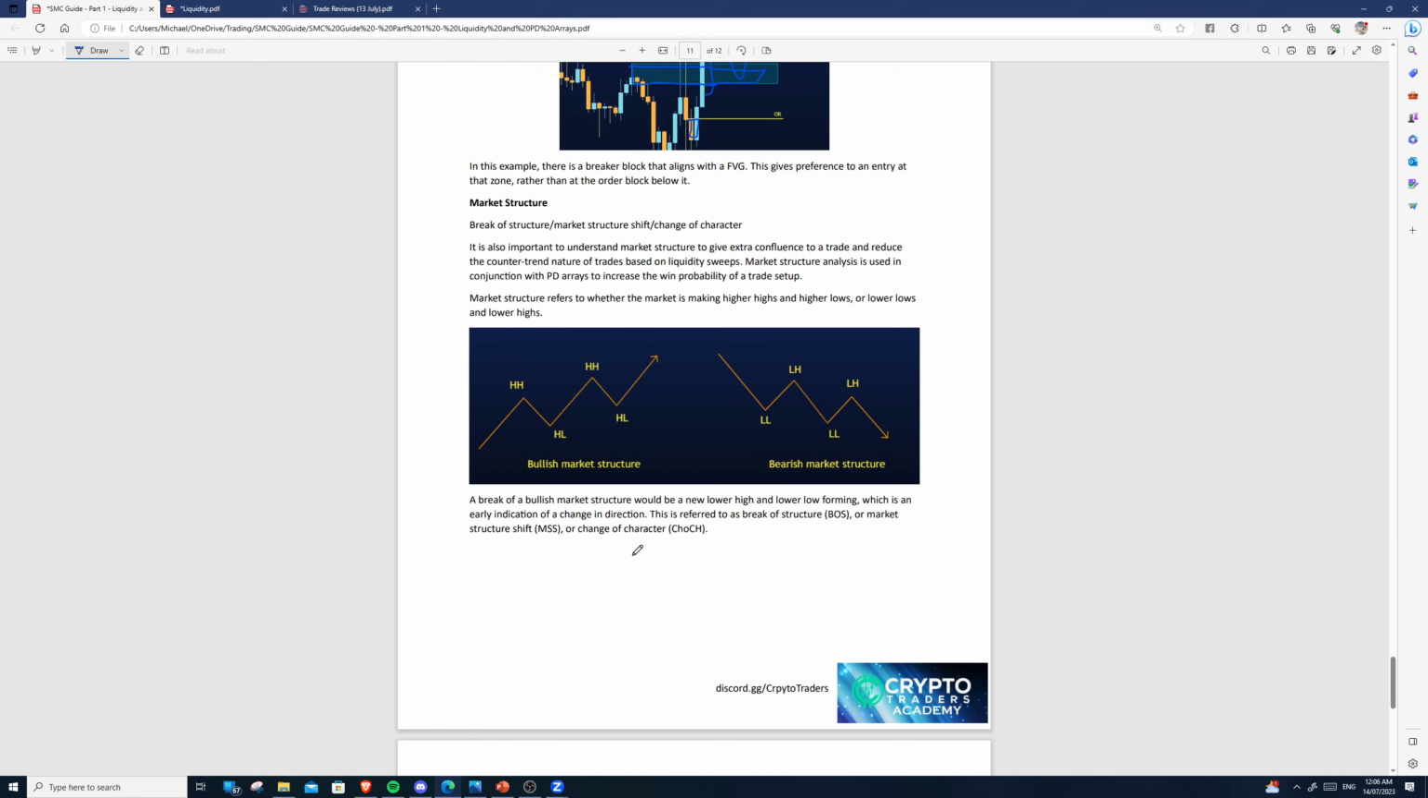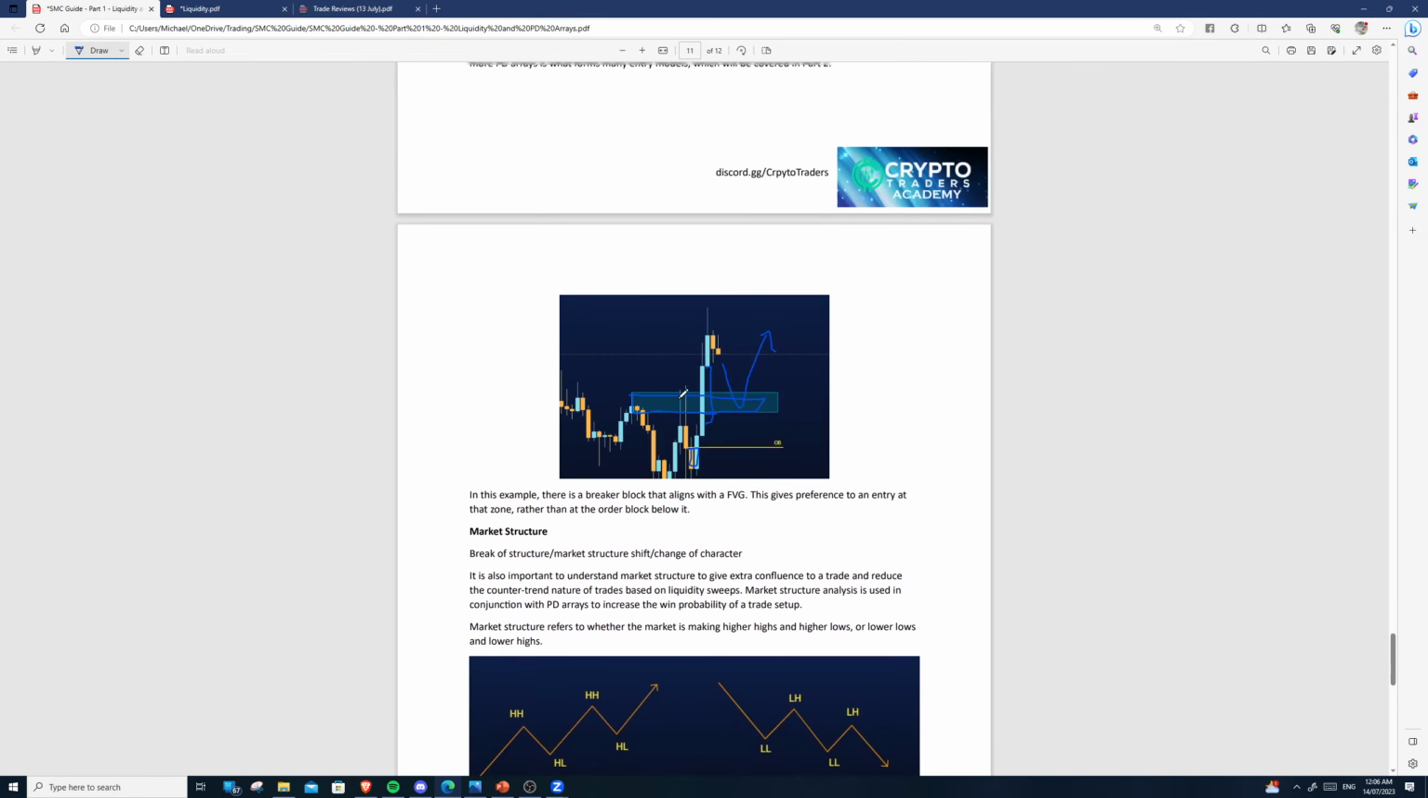So yeah, quite a lot that we just went through, but pretty much if you put this into practice, mark up your charts and see how it plays out, that's the best way to better understand these concepts and make more effective use of it. And the last thing I wanted to discuss is understanding market structure. It's pretty much just another way of confirming a change in direction.